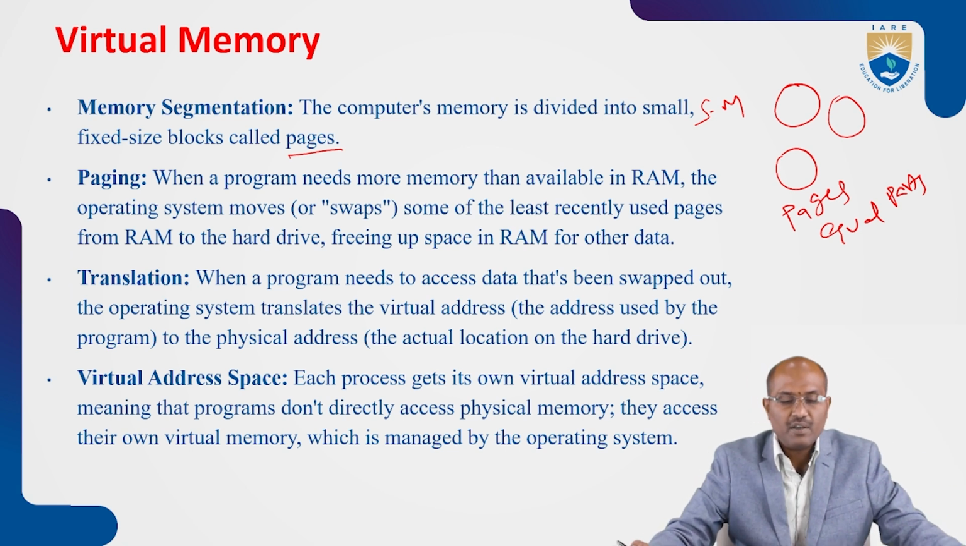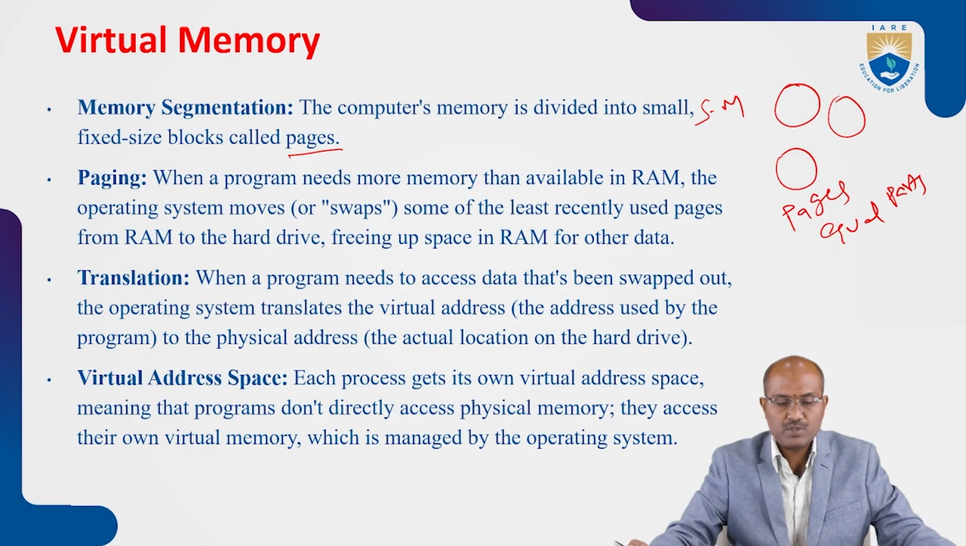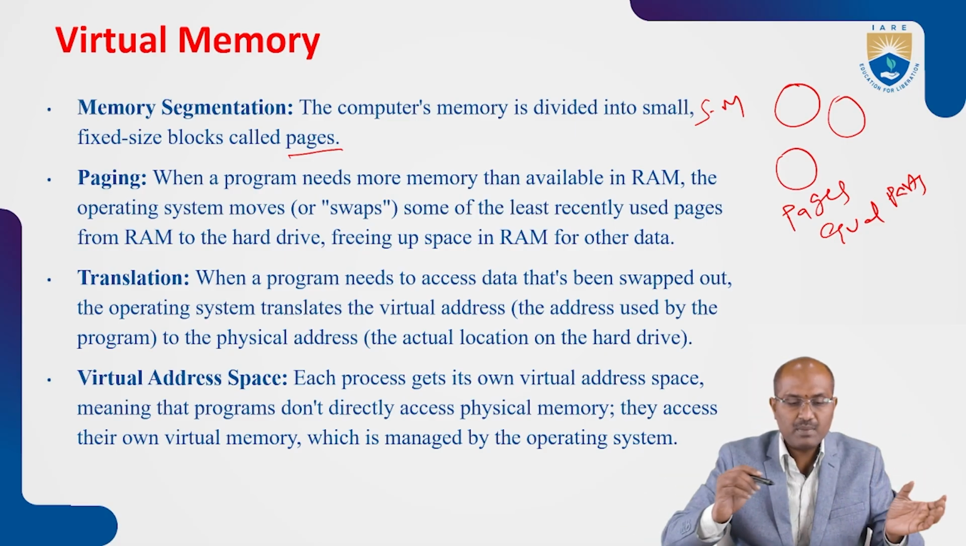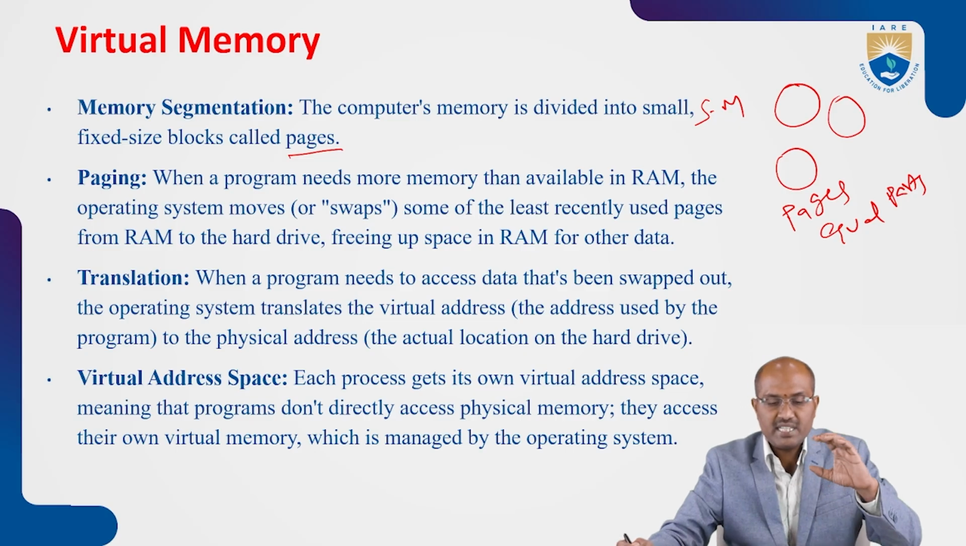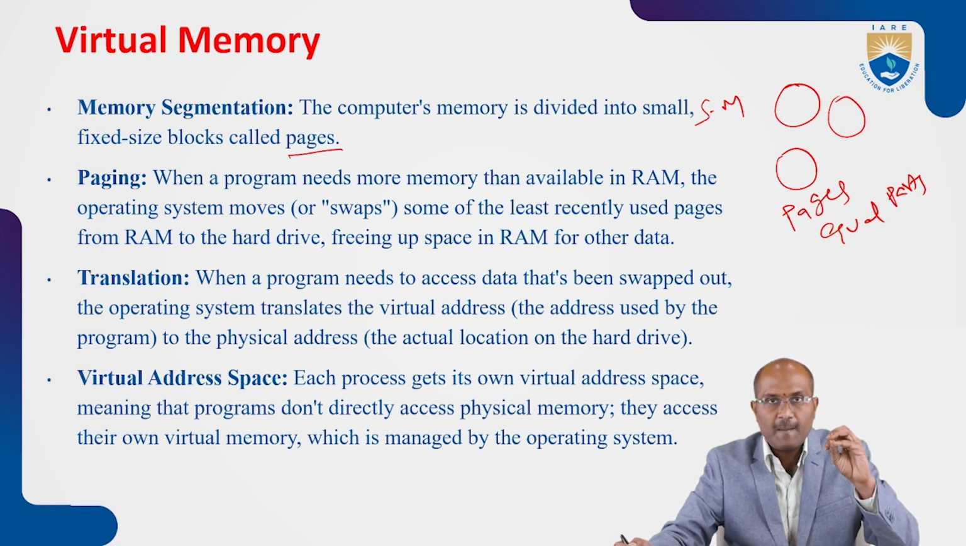Okay, paging. When a program needs more memory than is available in RAM, the operating system swaps some of the least recently used pages from RAM to the hard drive. The least recently used pages can be transferred. This is called paging, freeing space in the RAM for other data. Some pages become free.